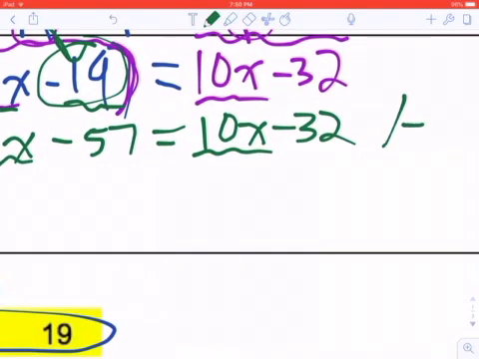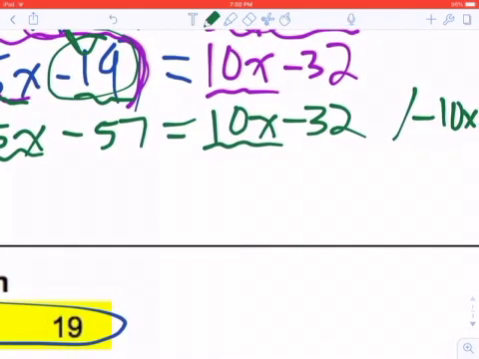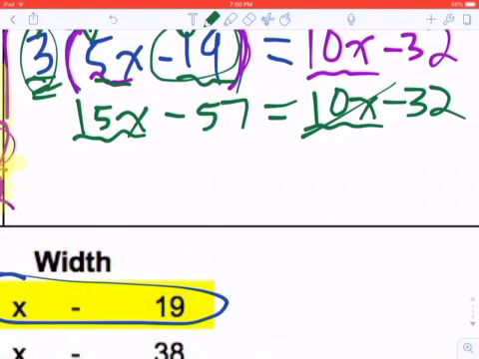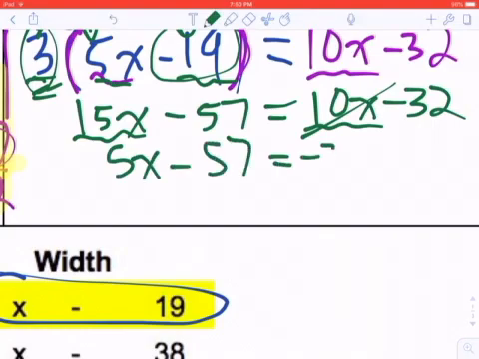So over here I subtract 10x's on both sides. 10x's take away 10x's is no x's, that's a 0 pair. 15x's over here minus 10x's is 5x's. Now I have 5x's minus 57 equals negative 32. Now that's an equation I can solve.